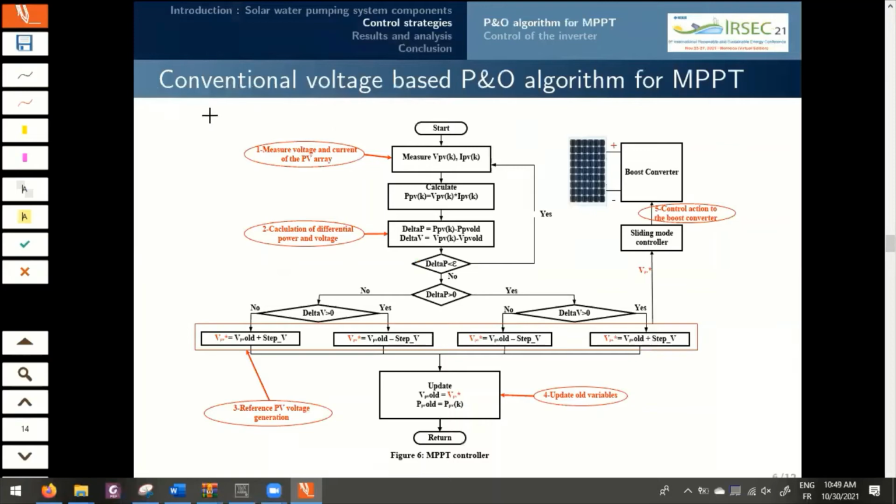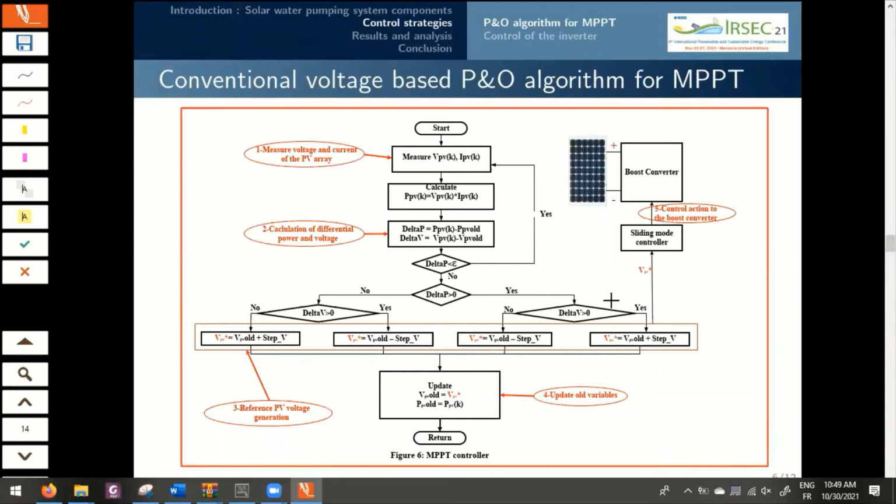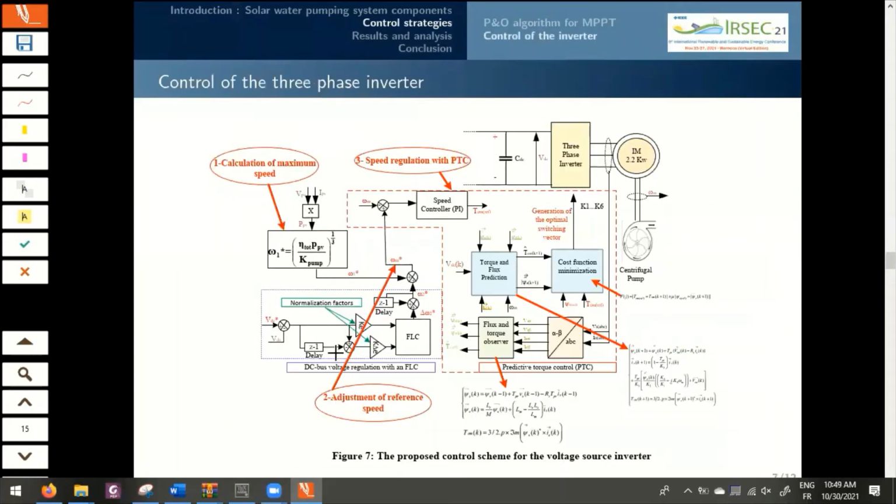This flowchart shows you the conventional perturb and observe algorithm based on voltage perturbation for extracting the maximum power. The perturb and observe algorithm generates the reference photovoltaic voltage VPV. Then, the generated voltage is regulated with the sliding mode controller. For the control of the three-phase inverter, there are two controllers involved. The first one is the fuzzy logic controller, which regulates the DC bus voltage by generating the appropriate reference speed omega m. The predictive torque control is the second controller, which regulates the speed of the induction motor previously generated.